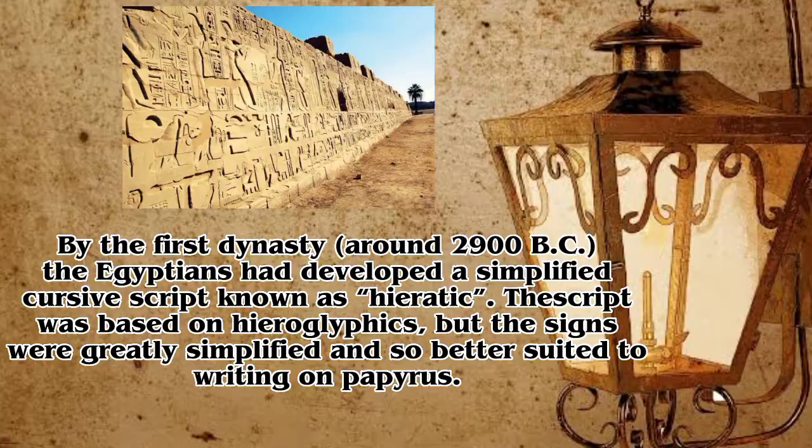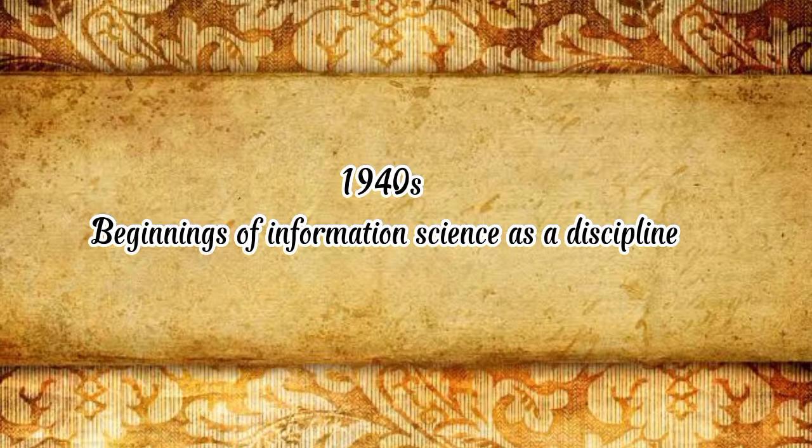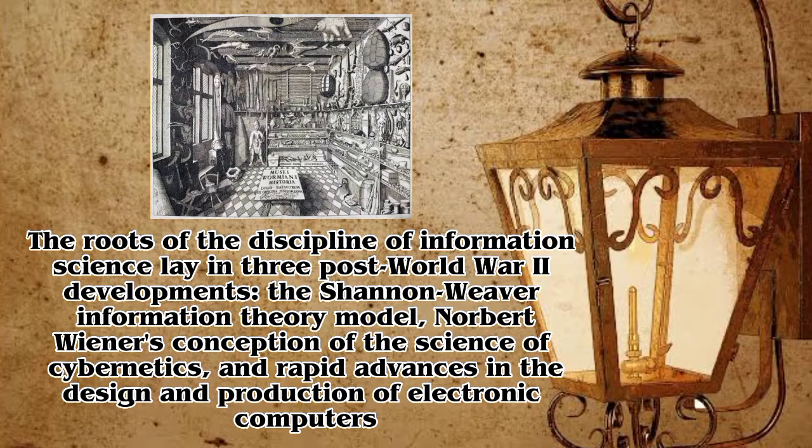And the next one is 1940s, beginnings of information science as a discipline. The roots of the discipline of information science lay in three post-World War II developments, the Shannon-Weaver Information Theory model, and the Norbert Wiener conception of the science of cybernetics.